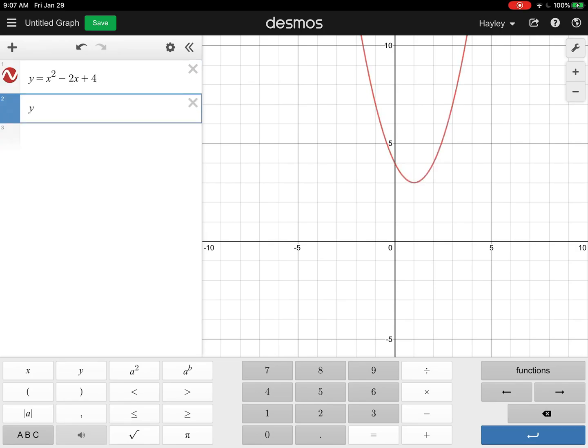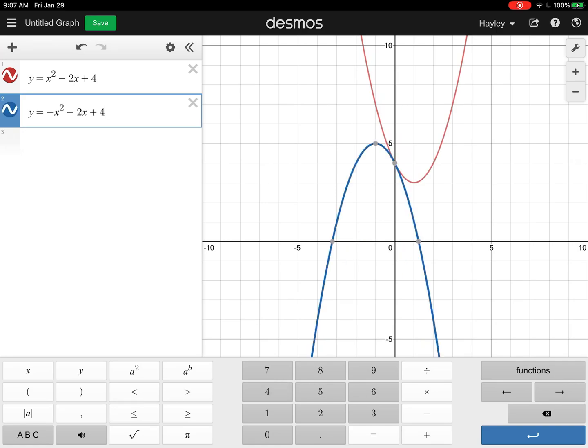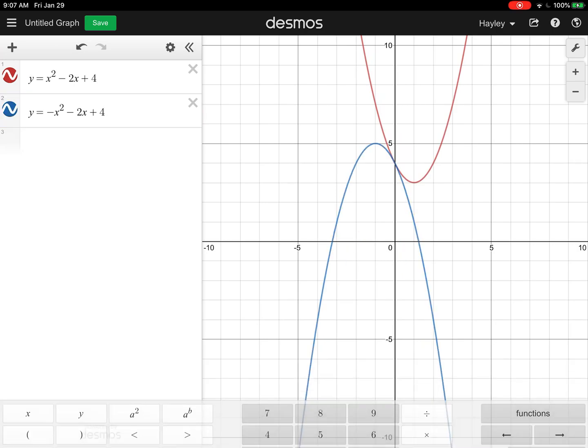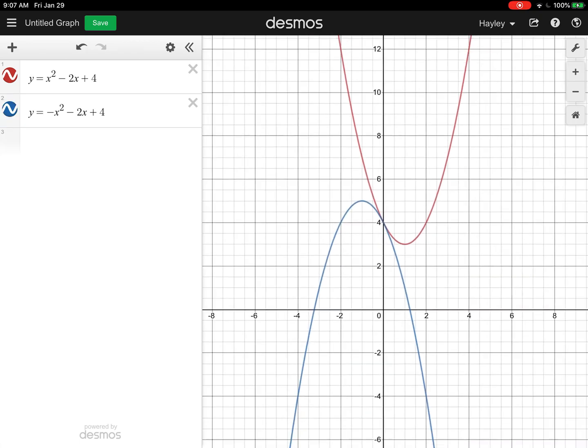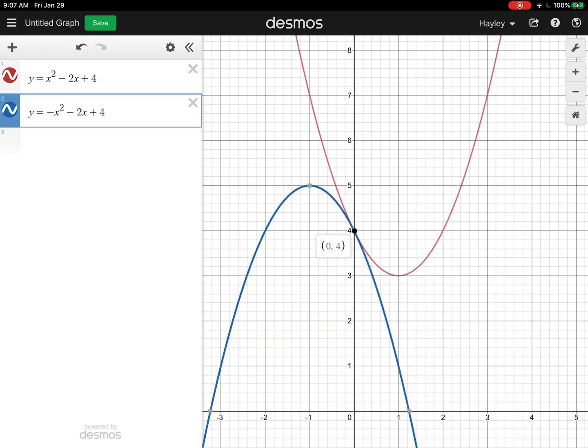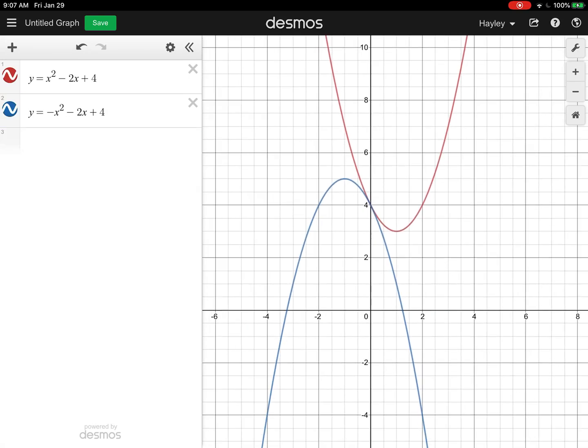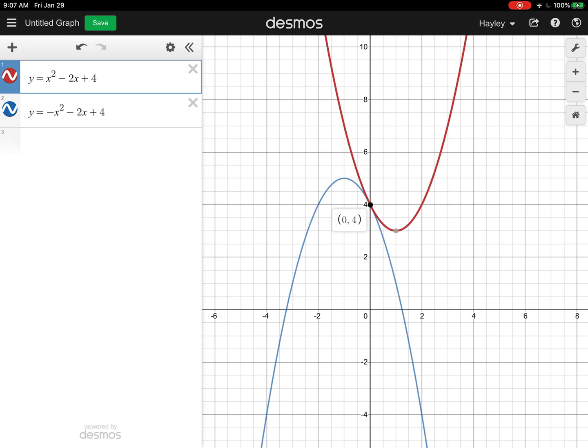And then I will do this other equation separately, y equals negative x squared minus 2x plus 4. They're actually similar equations, but look at that, they sort of are upside down from each other, and look where they cross. It crosses only once, and it crosses at 0, 4. That is our solution. So like I said, this is a very convenient and nice way to solve this.